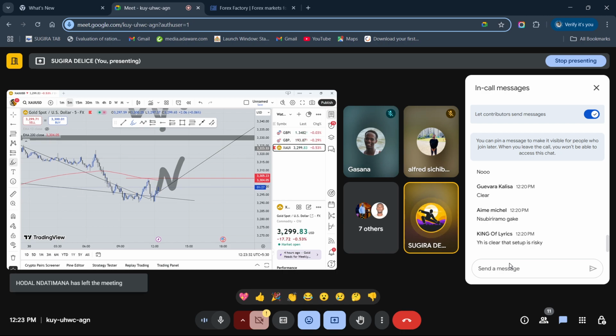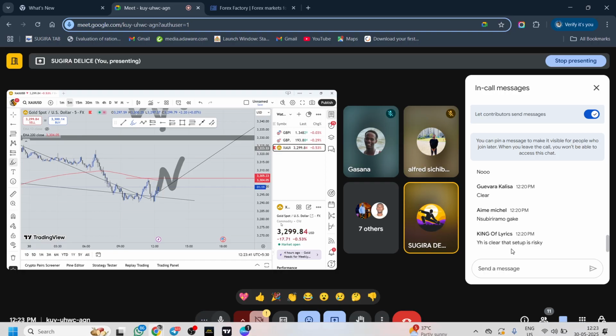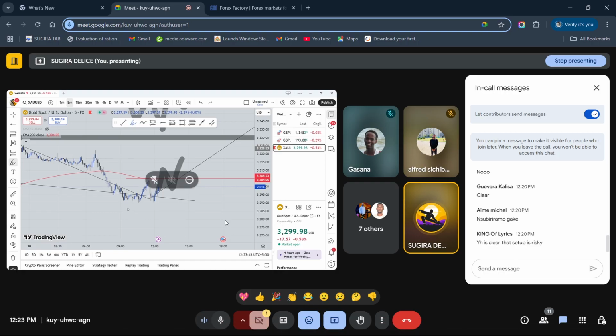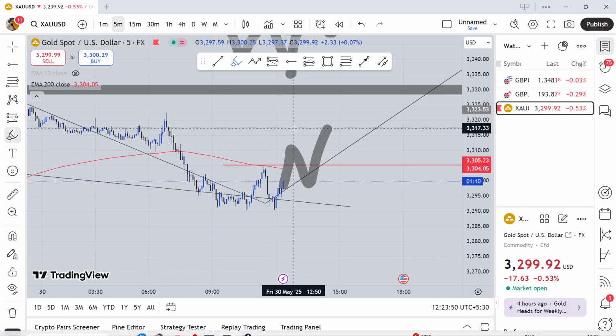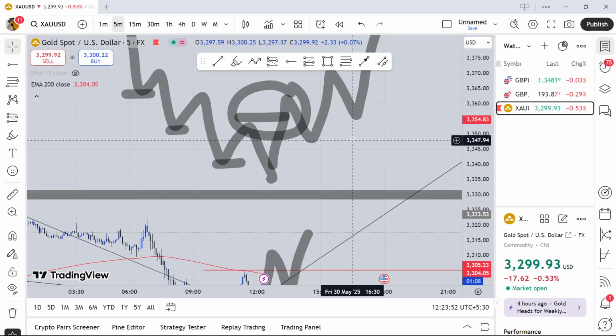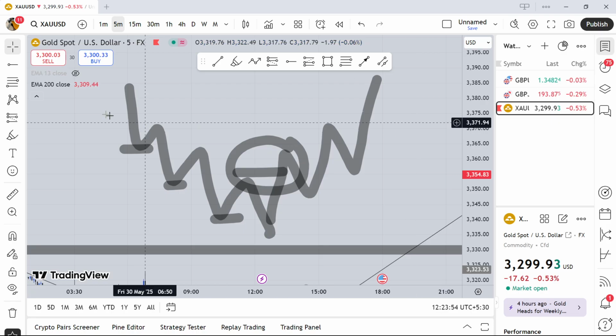You can't confirm a change of character in the higher time frame because the stop loss will be big, right? The market will have moved way further. So to make it easier, you just have to get a confirmation from the lower time frame, to see where the market started from, for you to see a clear change of character. Change of character, you know what a change of character is, right?